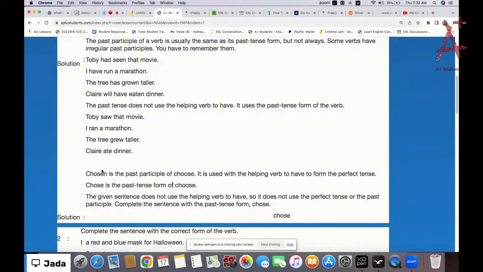But then we're not picking choosing because it is not used with the helping verb to have to form the perfect tense. The sentence is not given with the helping verb to have. That is why you're not using the past participle, but you're using the past tense. So just note that if the sentence is given with the helping verb to have, then you choose the past participle. But if it's not, then you choose the past tense.